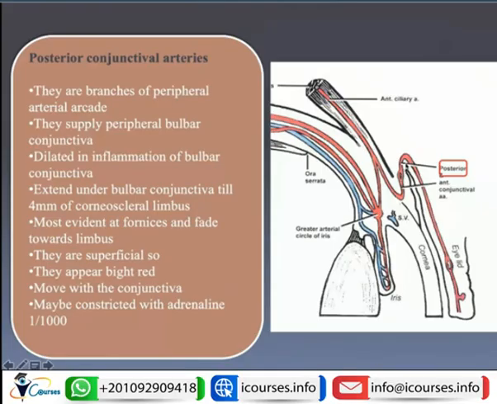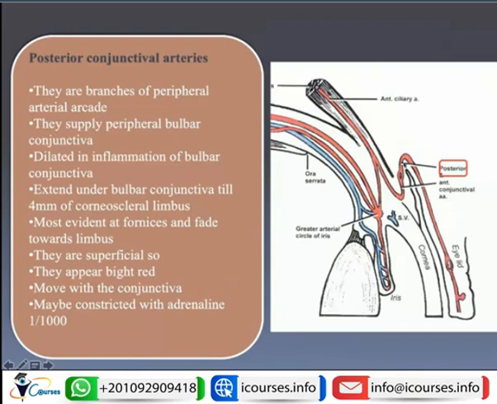So they are more abundant and more numerous at the peripheral conjunctiva or near the fornical conjunctiva. And these arteries are responsible for what's called conjunctival congestion. So in case of conjunctivitis, for example, there will be congestion of the blood vessels which are more near the fornix. These are the branches of the posterior conjunctival artery.